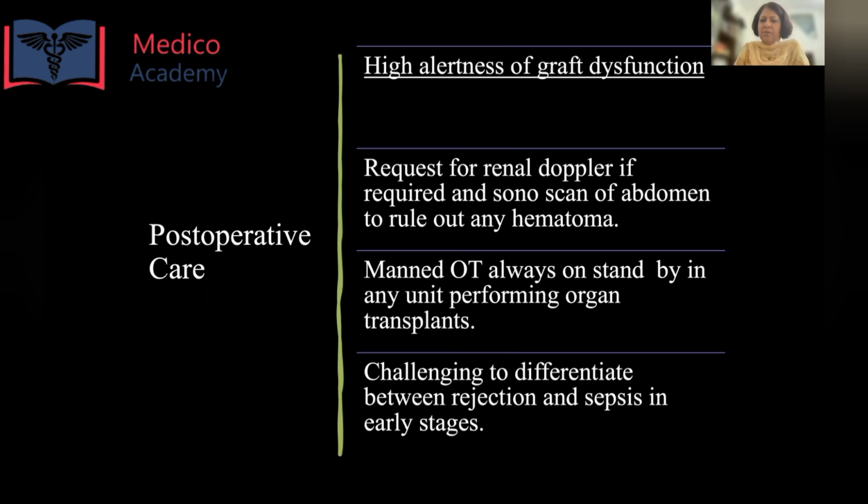There should be high alertness for graft dysfunction in the postoperative period. The most important factor, of course, is the urine output. If there's a drop, we request a renal Doppler to look at the anastomosis and make sure everything is fine. If you're suspecting a hematoma, then a sonogram of the abdomen to rule it out. A manned OT should always be on standby in any unit performing organ transplantations. In our center, the transplant suite is just next to the operation theater, so that the patient can be taken in within 30 minutes. It is challenging to differentiate between rejection and sepsis in the early stages.